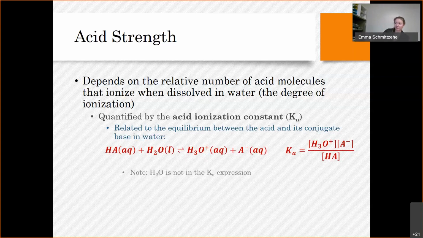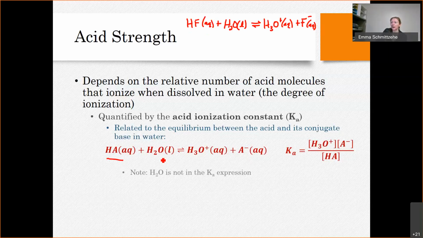So in this reaction given, this HA molecule, that's my weak acid. That can be representing any weak acid. So say I have HF. HF is a weak acid. And how that ionizes is it reacts with water, right? And then it forms H3O plus because it donates a proton. And then what's left behind is the F minus, okay? And so that's what's represented in this reaction.